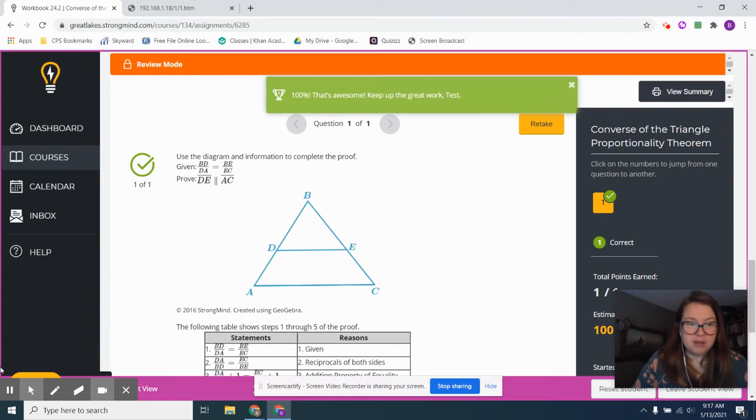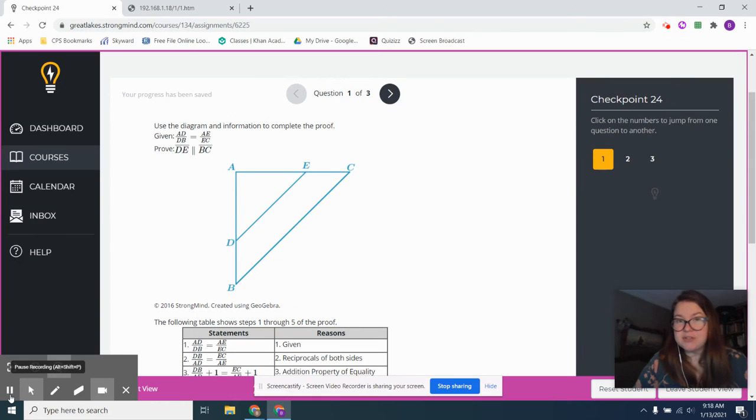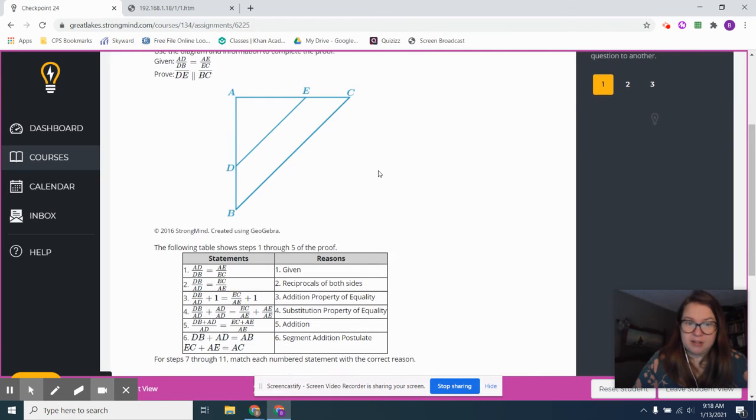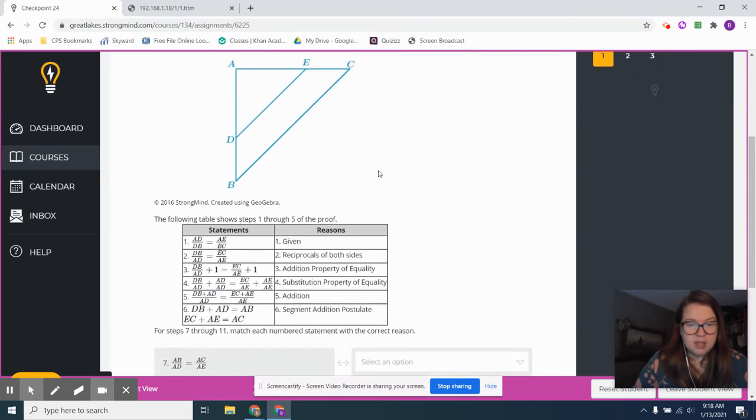I am going to pause. And as a bonus for you, for watching this video, you get the checkpoint also. So you can open up the checkpoint and follow along with me. Use the diagram and information to complete the proof. So we know that AD is to BD as AE is to EC. We want to prove that they are parallel. So this is the converse.